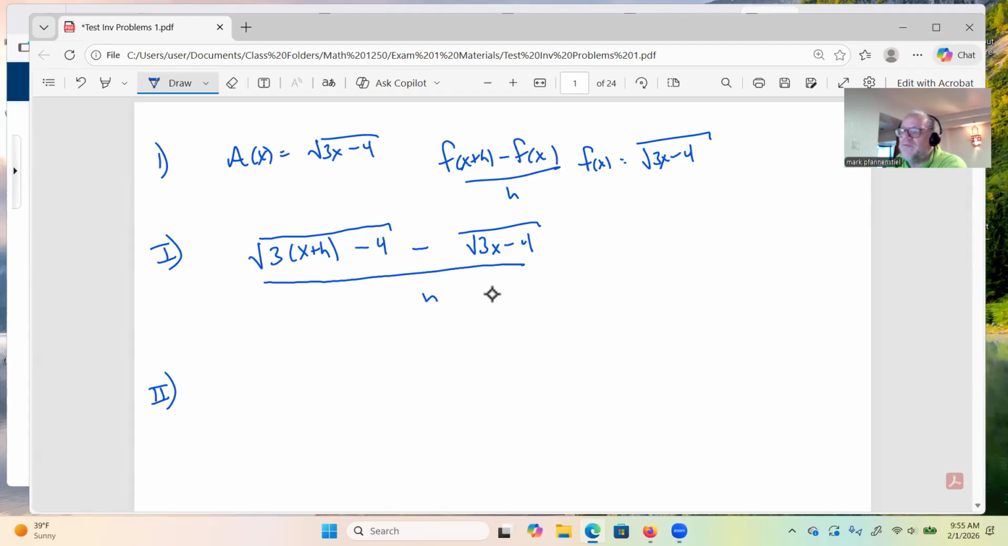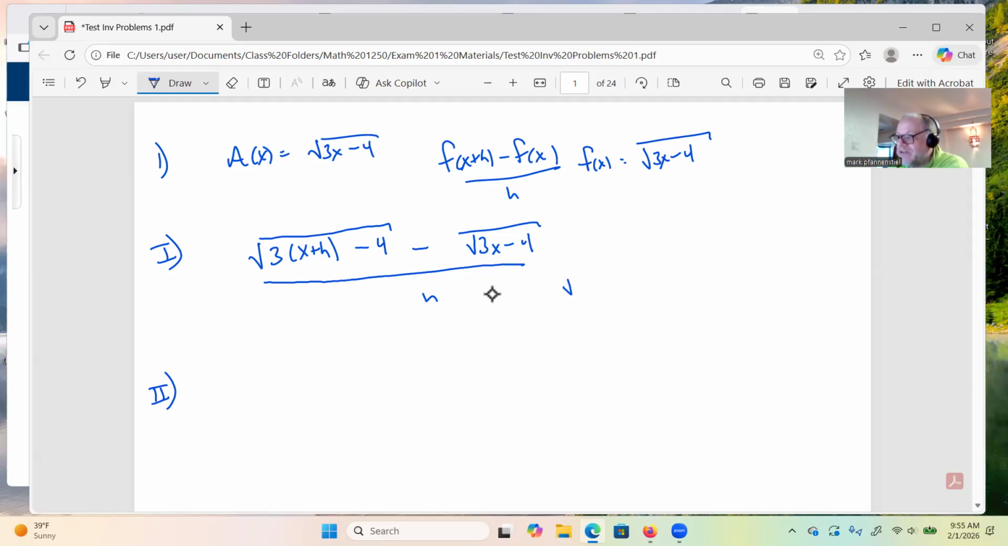Step two, now we have to start evaluating this. Each problem is going to take its own little path. In this case, we've got square roots. What are we going to do with square roots? Well, we have to get rid of them. We need to square both sides. So the thing to do here is to multiply by the conjugate.